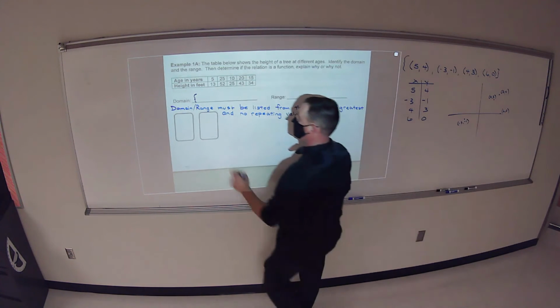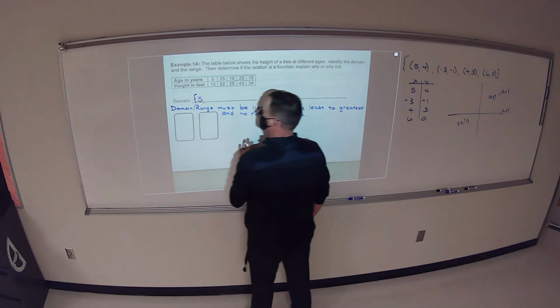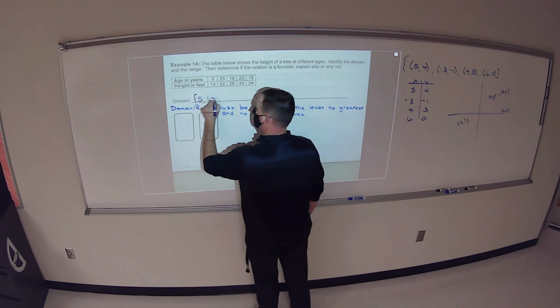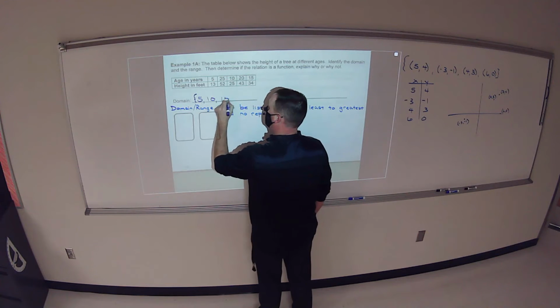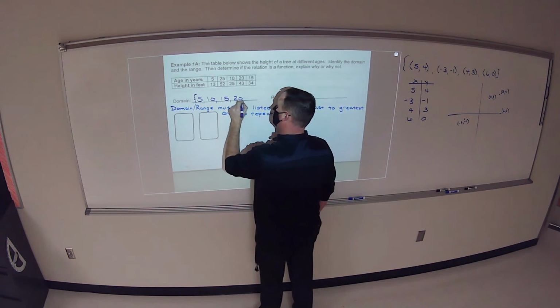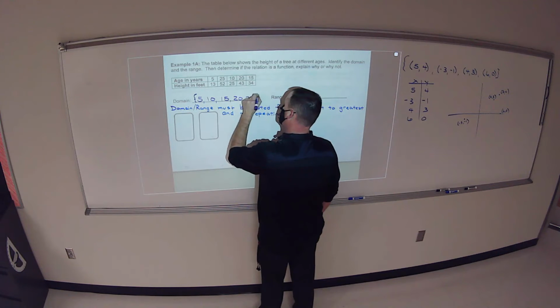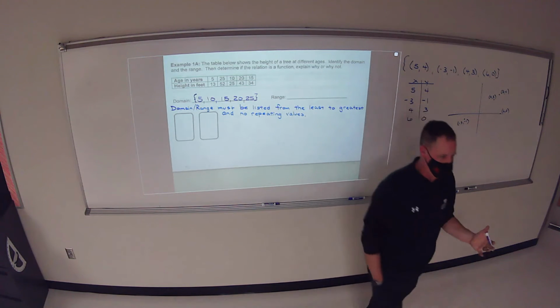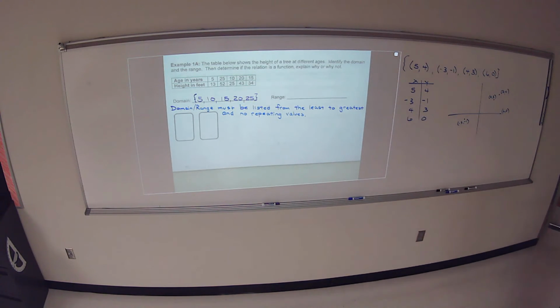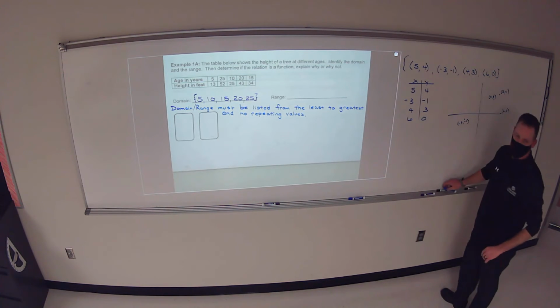5. Okay, after 5, the next smallest age is 10, followed by 15, followed by 20, followed by 25. Now, it just so happens that none of these values repeated, so I was able to list them all and that was it. Okay, but if 25 showed up twice, then I would still only list it once. Okay? Now, when it comes to my range, we list the same order, or same rules. Least to greatest, no repeating values.